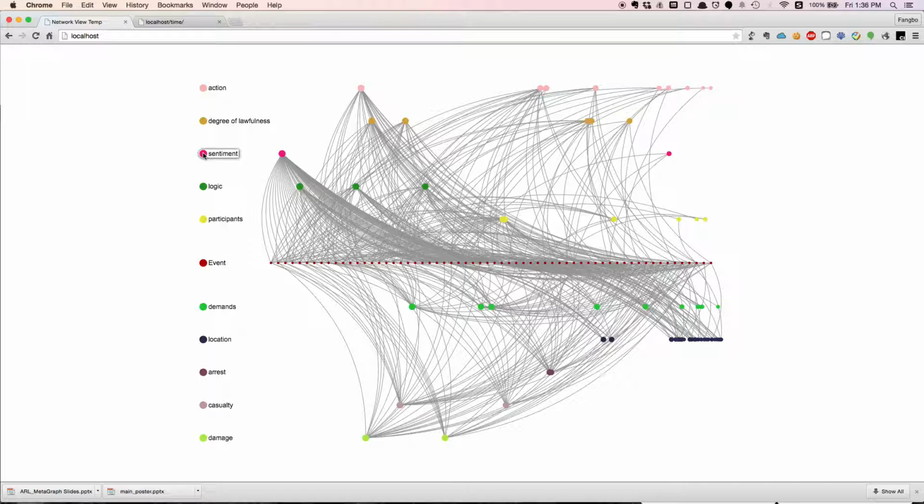The third one is the sentiment of the protest, the logic of the protest: is it the size of the crowd, or the damage that can be inflicted, or the issue itself, the main rationale for the protest. Then the participant size, and the demand that is made: is it political, economic, religious, or other? And the location where the protest happened, and whether there were arrests or casualties, and whether property was damaged or destroyed.